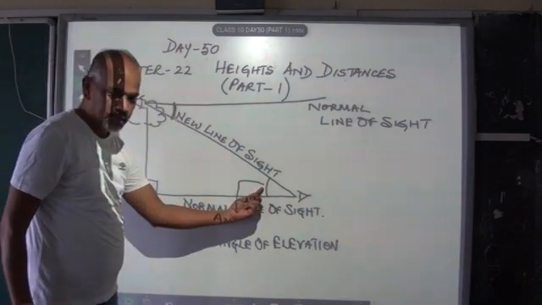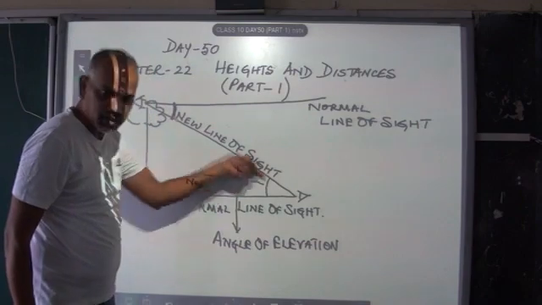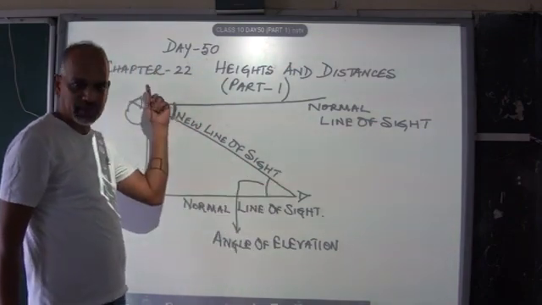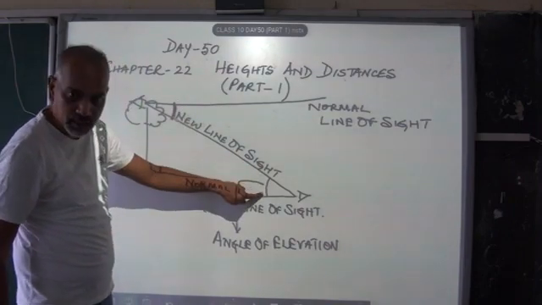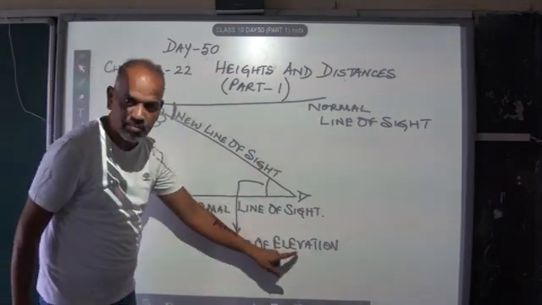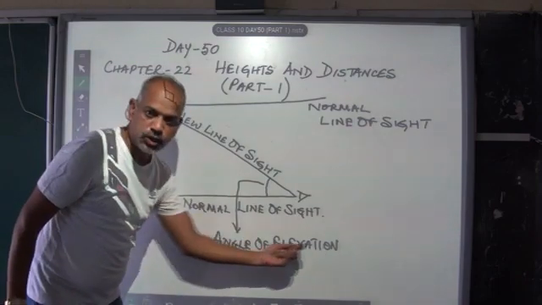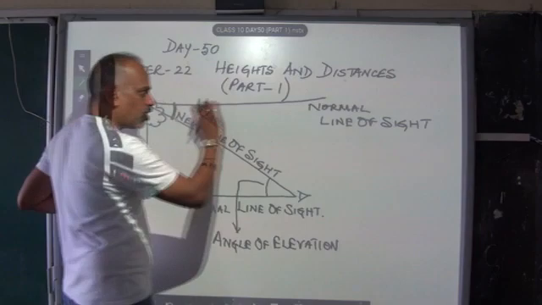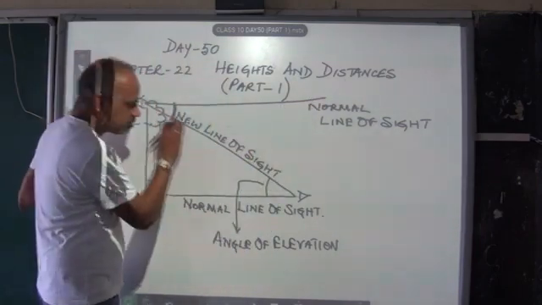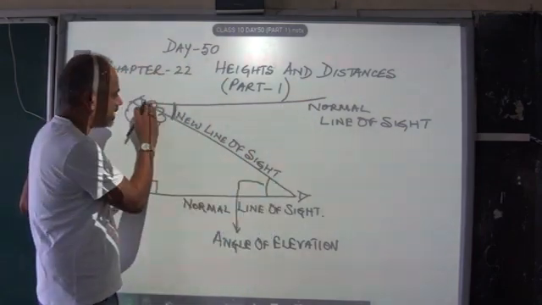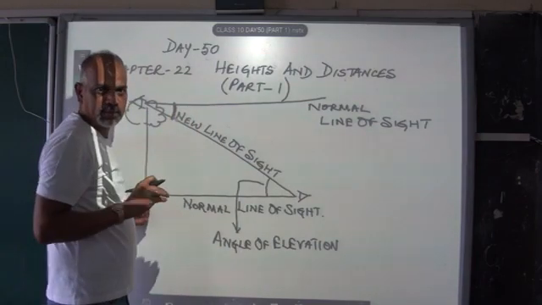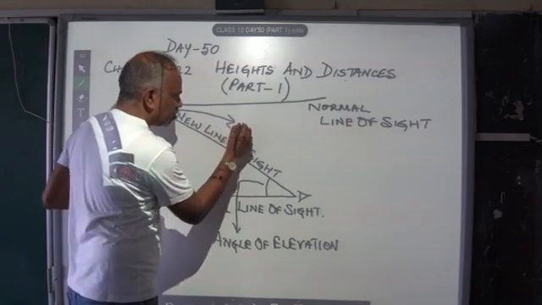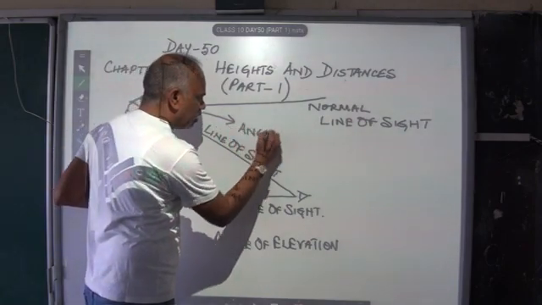In the earlier case, this was the normal line of sight and this was the new line of sight. Your eye actually looked up to see the top of the tree. Therefore, the angle that was got is called angle of elevation because you looked at the top. But in this case, your eye is here, this is the normal line of sight and this is the new line of sight, which means your eye is actually looking down. So when you look down, the angle that you get is called angle of depression.